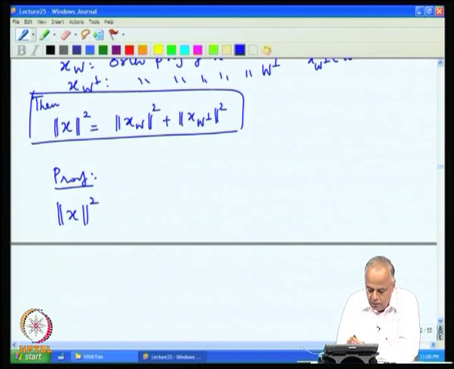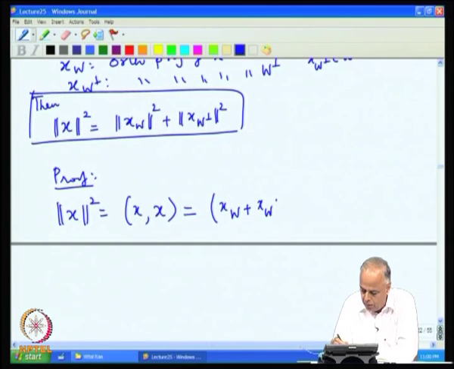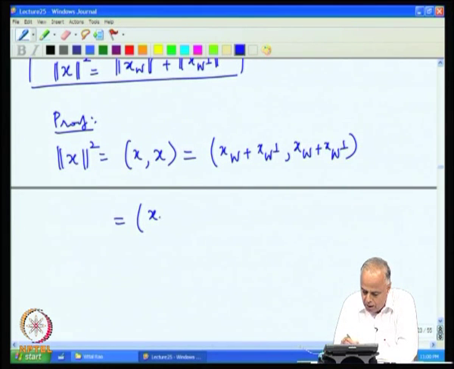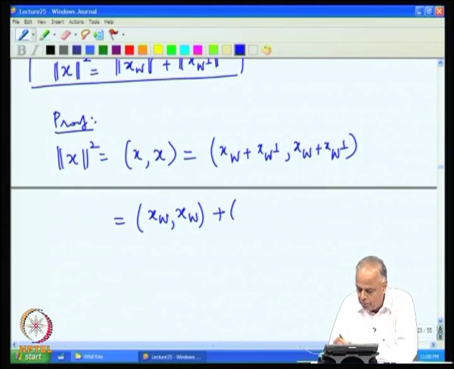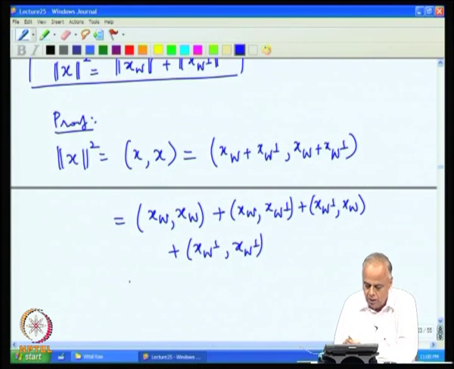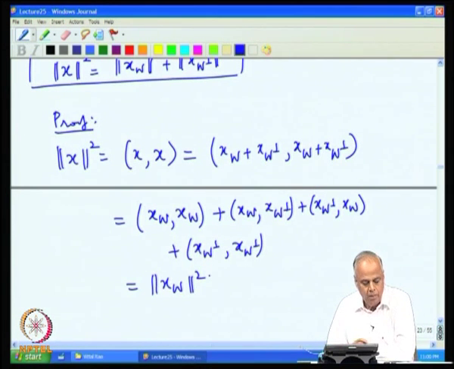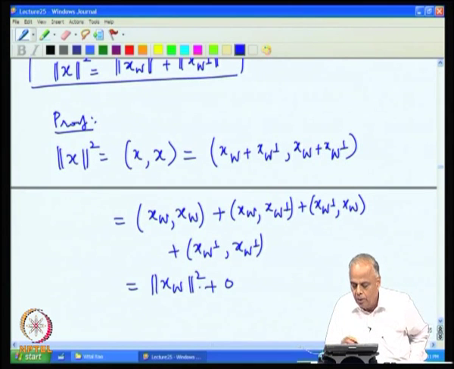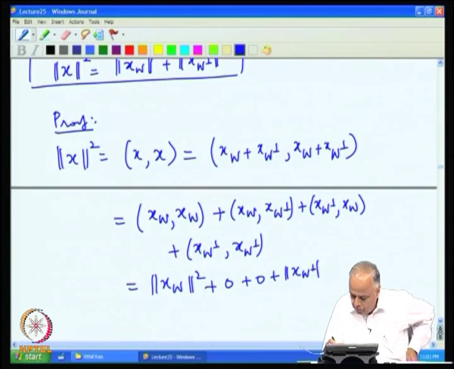The length squared of any vector is given by the dot product of the vector with itself, but now we are given that x is x w plus x w perp. So, we write like that, and the dot product is distributive, so we can take out the individual products. This will be x w dot product with x w, plus x w dot product with x w perp, plus x w perp dot product with x w, plus x w perp dot product with x w perp. The first term is the length of x w squared, because the dot product of any vector with itself is the length squared, and the second term is 0, because x w and x w perp are in orthogonal spaces. Similarly, x w belongs to W and x w perp belongs to W perp, so that is 0, and the last gives me the length of x w perp squared.